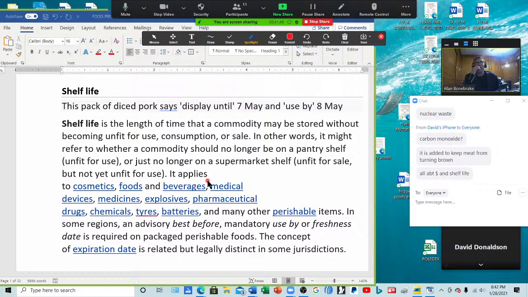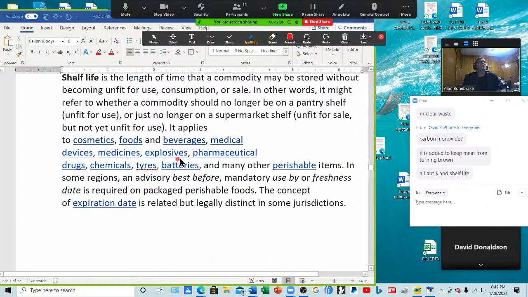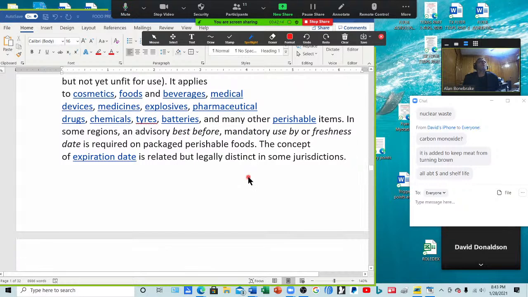So shelf life is how long it can be on the supermarket shelf, but it is not necessarily yet unfit for use. It applies to cosmetics, foods, beverages, medical devices, medicines, explosives, pharmaceutical drugs, chemicals, tires, batteries, and many other perishable items. In some regions, an advisory best before date or a mandatory use by or freshness date is required on packaged perishable foods.